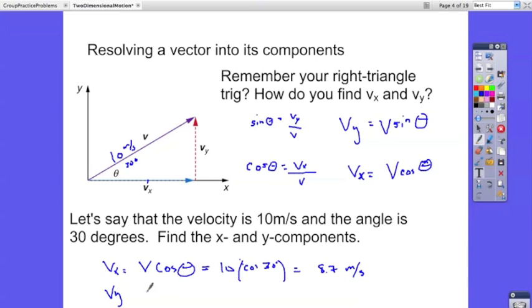And Vy will be V sine theta, and that'll be 10 times the sine of 30. Sine of 30 is 0.5. 10 times 0.5 will be 5 meters per second. And that's all there is to it. So resolving our vectors into components is very simple.